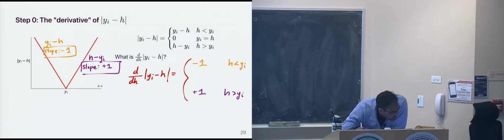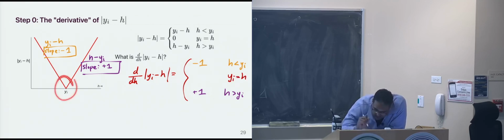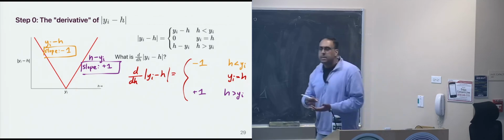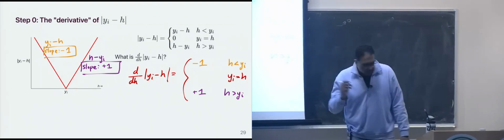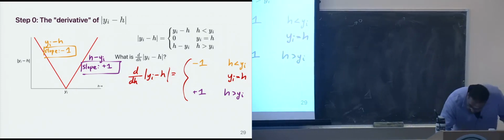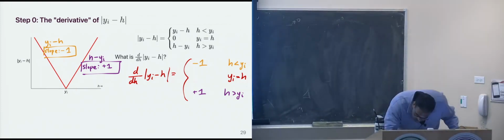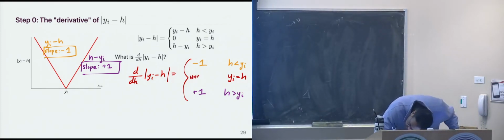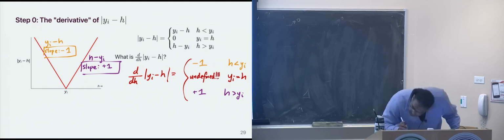Okay? Now, what about the case where yi and h are the same number? What's the derivative there? It's undefined. Okay, so that's where things get tricky. Okay, and why is that?